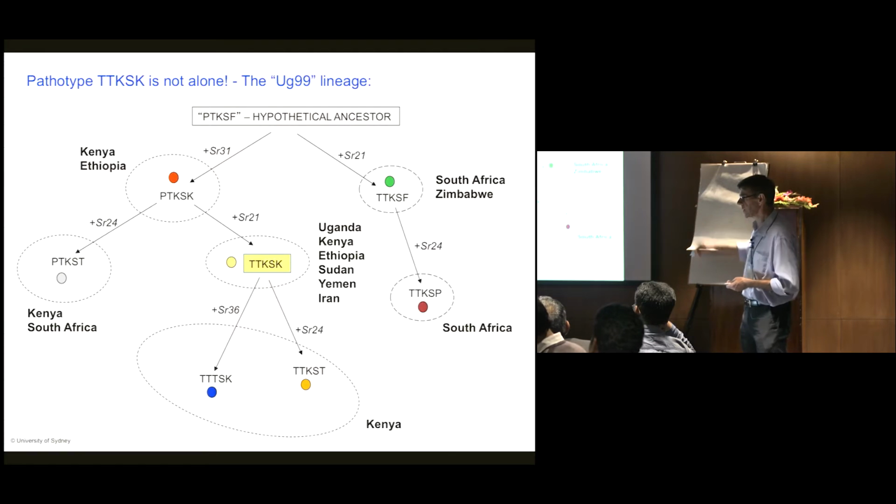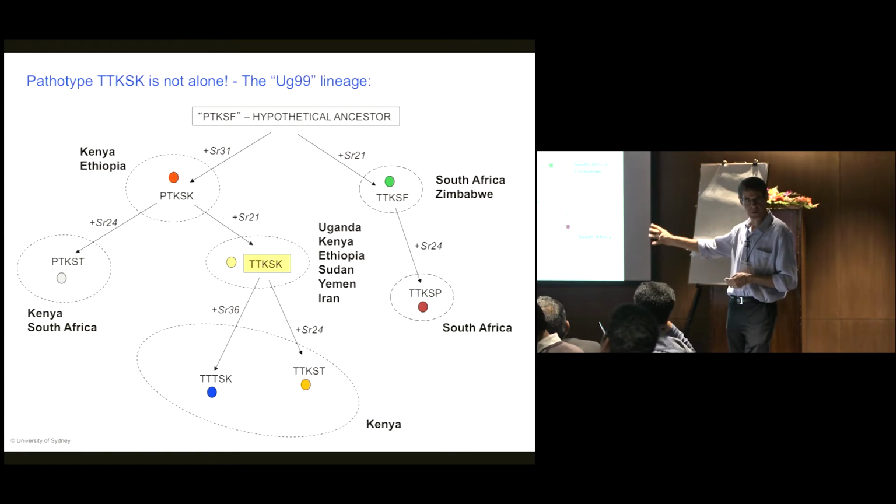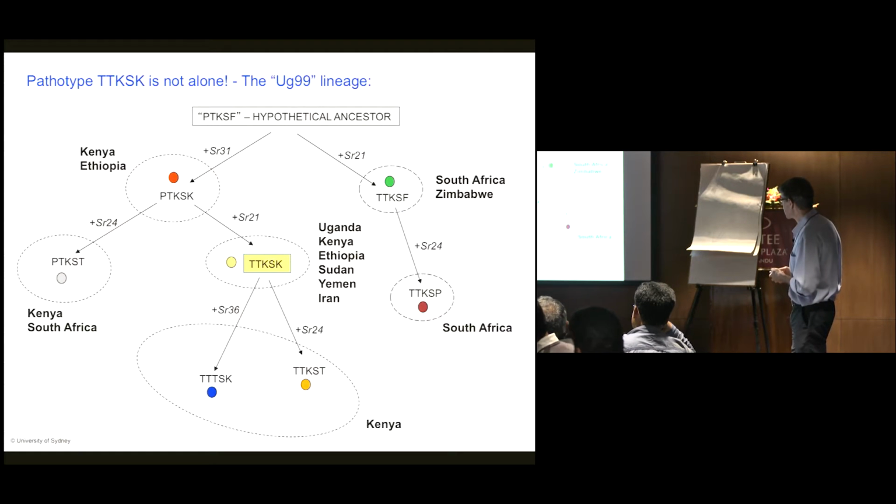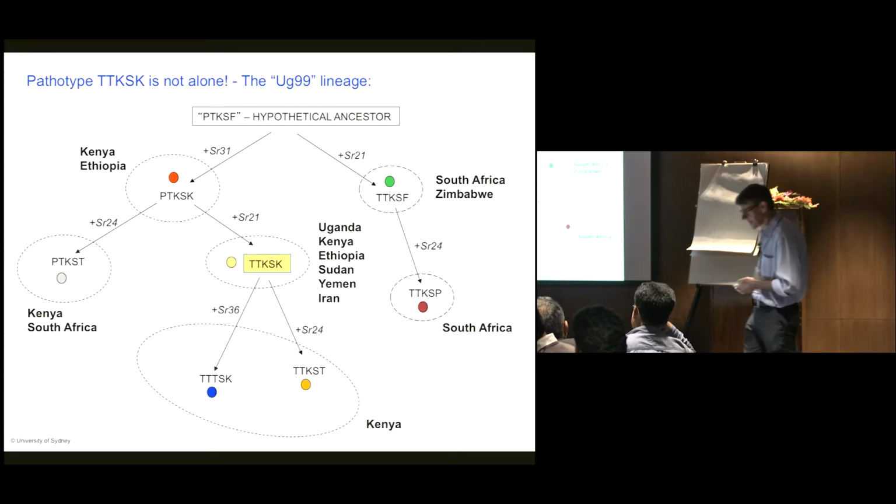I've got only a few here. Since then there have been another 4. Is that right? Yeah. So there are another 4 pathotypes that should be illustrated on this diagram that are related directly or indirectly to this first pathotype that was identified, this TTKSK. And you can see here again these countries would be, I think, also out of date quite a bit.